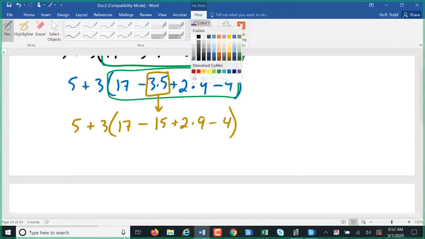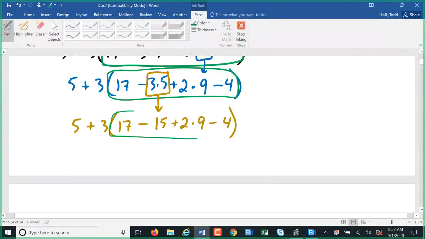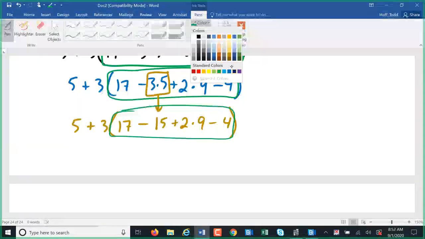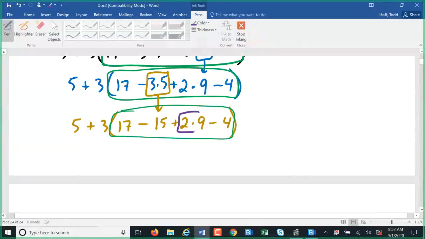Now we are still working inside this parentheses. We still are doing multiplication division. We have one more multiplication to do, the 2 times 9. That is 18. So again, everything else has to be rewritten exactly as it was.